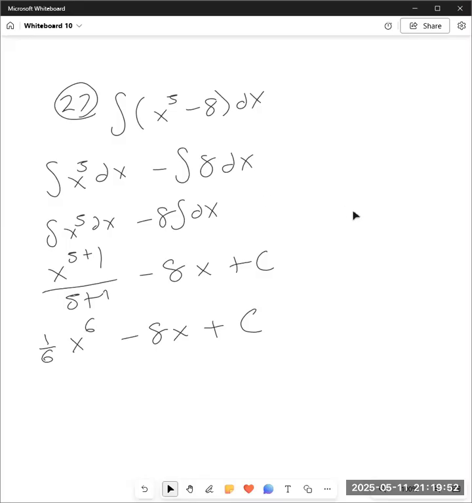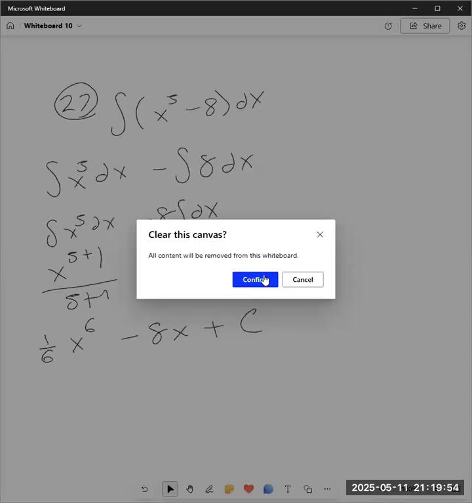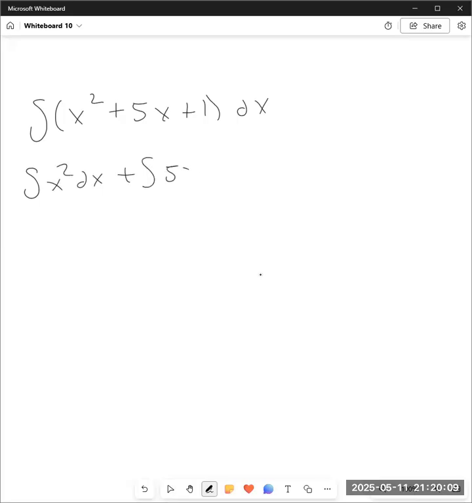Moving on to number 29. Number 29 is the integral of the quantity x squared plus 5x plus 1 dx, which will be the integral of x squared dx plus the integral of 5x dx plus the integral of 1 dx, which is dx.